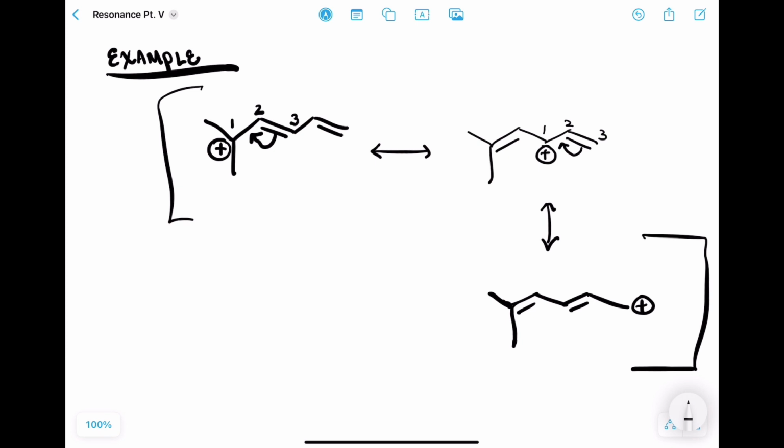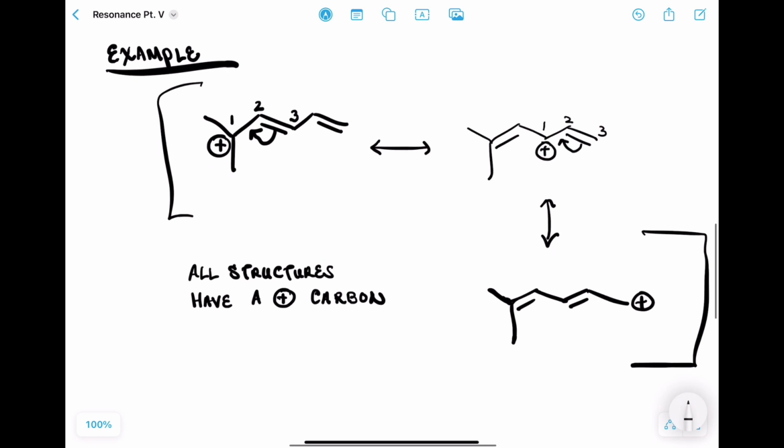We see that there's a positive charge on the same atom in every case. So all structures have a positive carbon, so they're all equal in terms of having a positive charge on the least electronegative atom. That's not going to be what decides the major contributor in terms of our resonance. Instead, what decides the major contributor is the type of carbon that the positive charge is on.